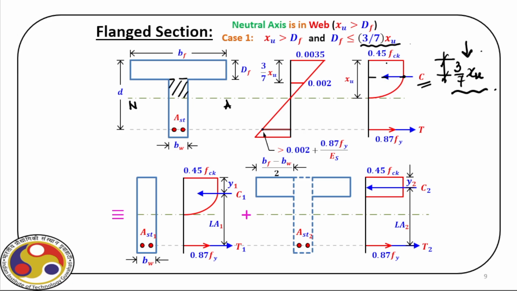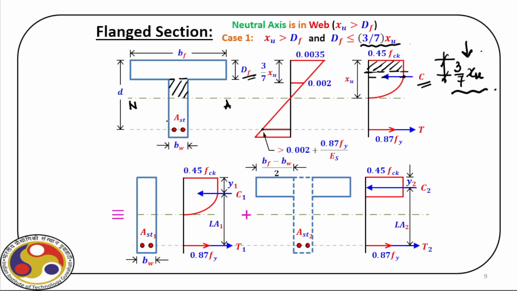So, now if the DF is less than this, that means the depth of flange is less than this, that means it is purely in this region where we have a rectangular stress block acting as the compressive force over this flange part, right? So, under this condition, let us see how we can find out the moment of resistance.